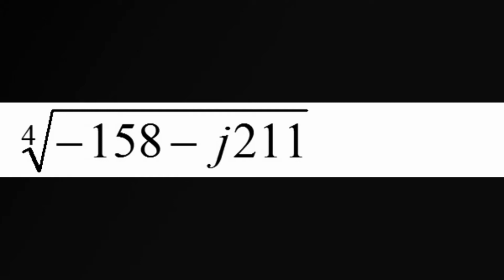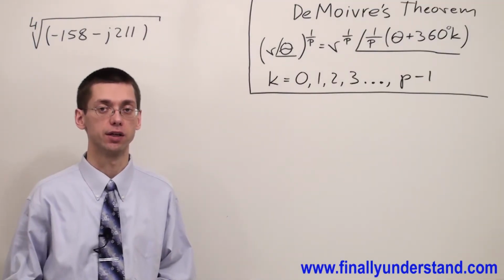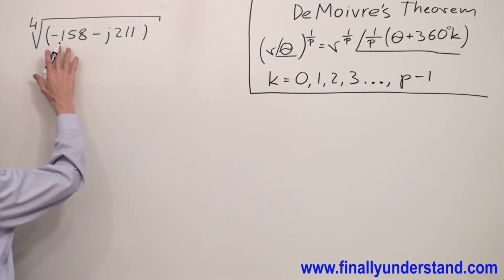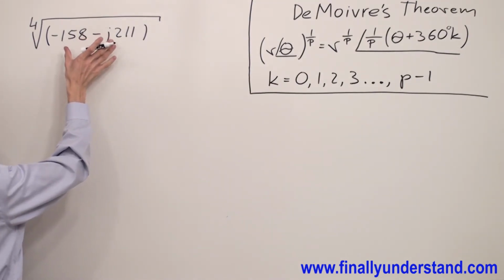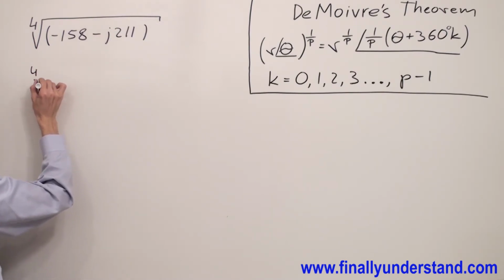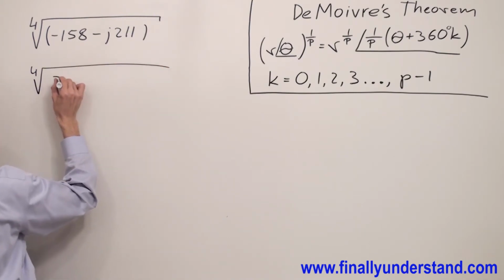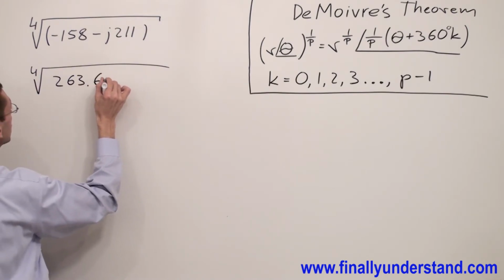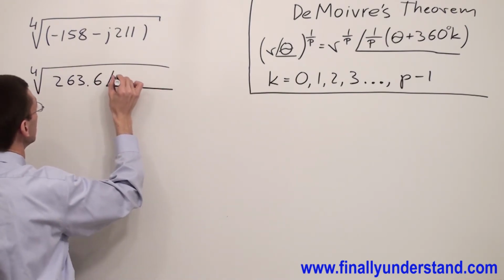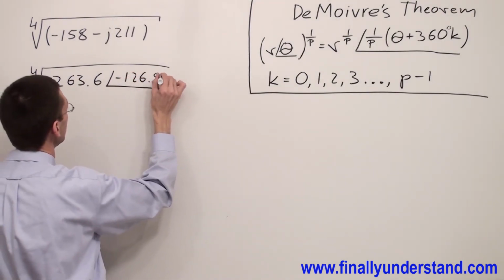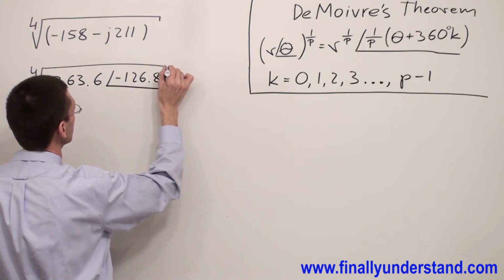This time we're supposed to find the fourth root of the complex number expressed in rectangular form. What we're supposed to do first, like always, we have to convert rectangular form to polar form. So I have the fourth root of 263.6 and angle of negative 126.82 degrees.